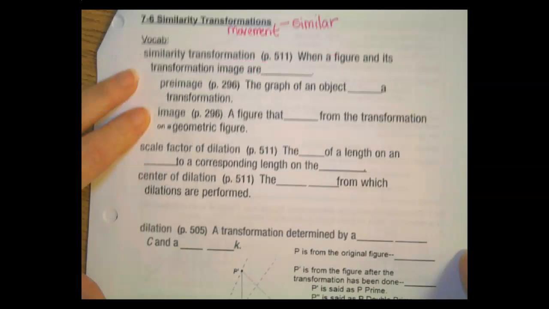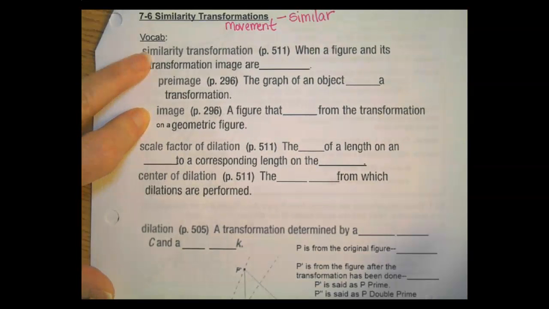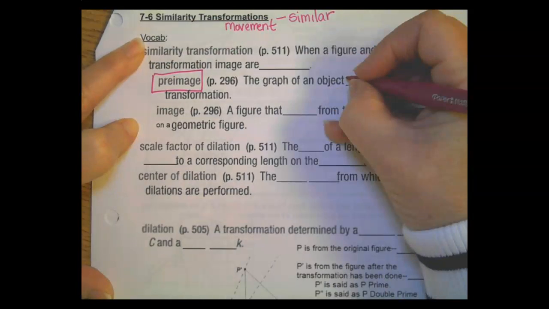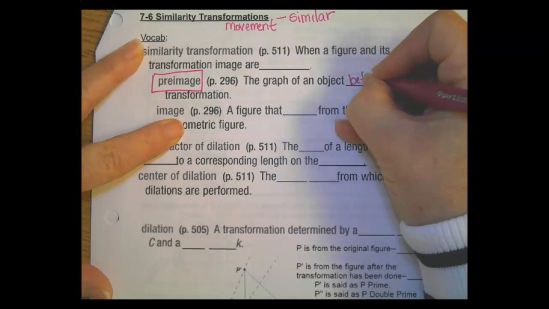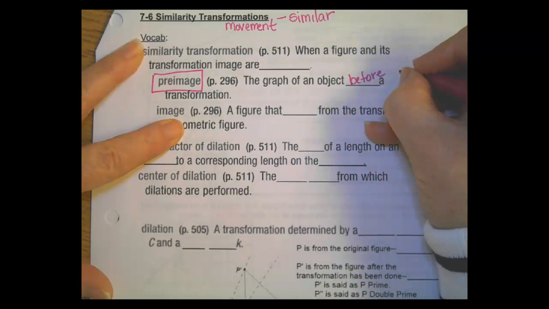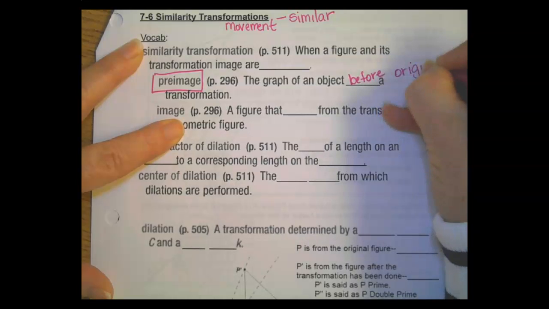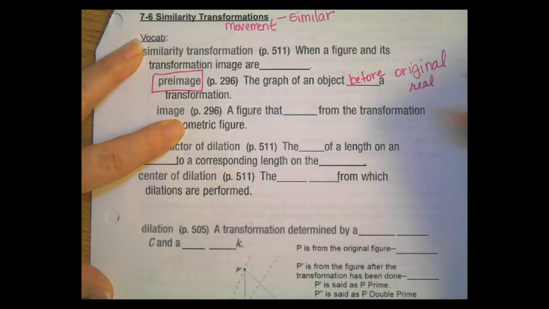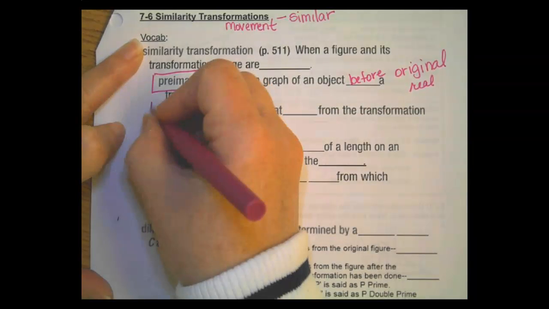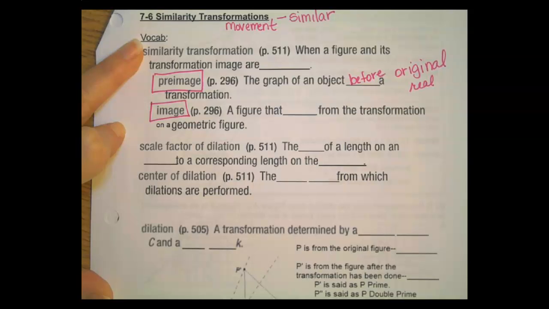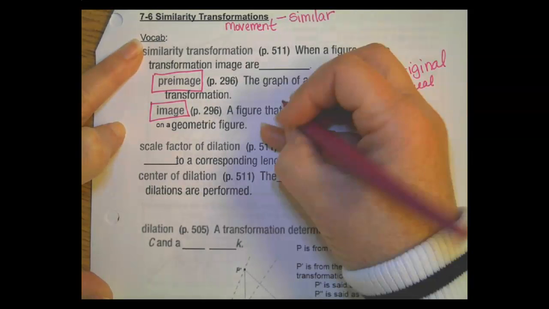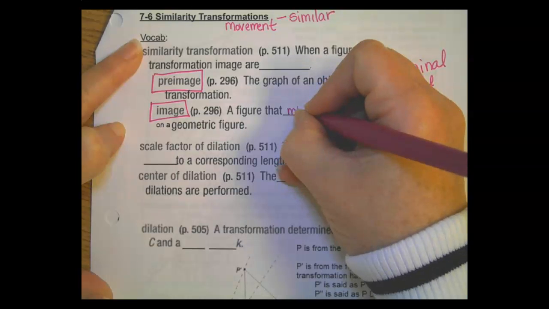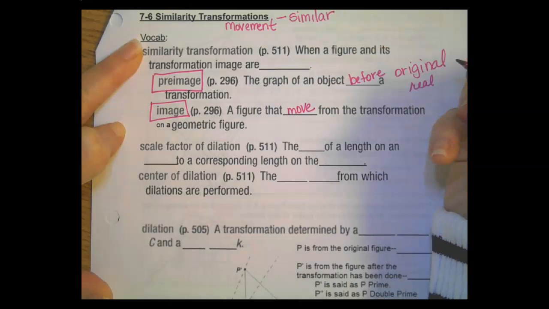So let's see, key words. Pre-image, that is before a move, or your original, the real deal. The image is your movement. Is the move. Okay.